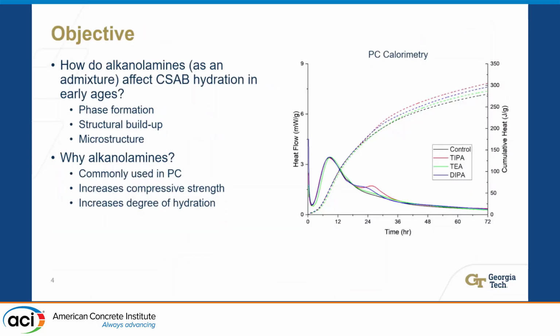So the objective of this study was to look at how alkanolamines, when used as an admixture, affect CSAB hydration in early ages by looking at phase formation, structural buildup, and microstructure. And why we chose alkanolamines is that they're commonly used in Portland cement already. They've been found to increase compressive strength and increase degree of hydration. I just have a quick graph of the calorimetry curves on the right, just as reference with Portland cement and the alkanolamines that we're using in this study.